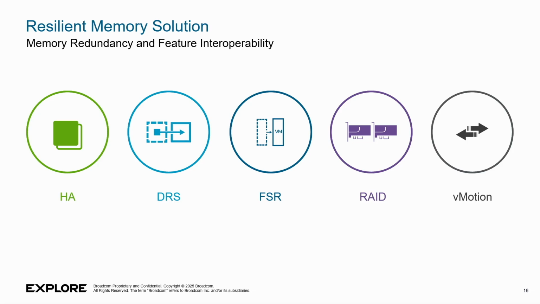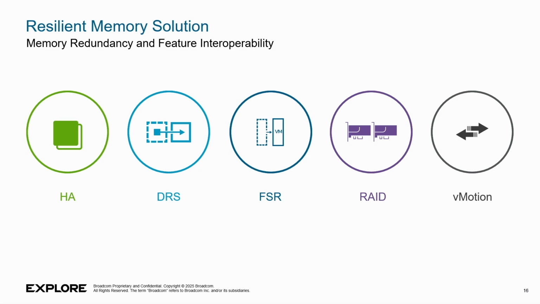Now, interoperability with all the other features. So HA is aware, and I'll show you at the end how this works on the back end. HA is aware, DRS is fully aware on this version 9. Fast suspend resume is supported. There are some changes there with the encryption portion of this. I will talk about that in a second. RAID is supported, and then vMotion obviously is supported.